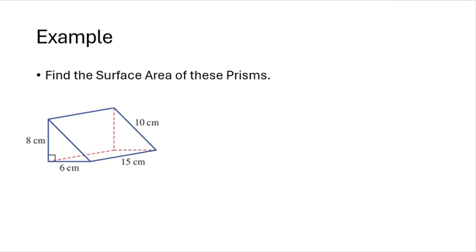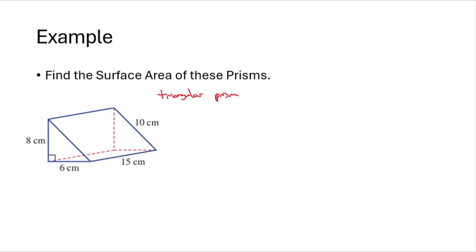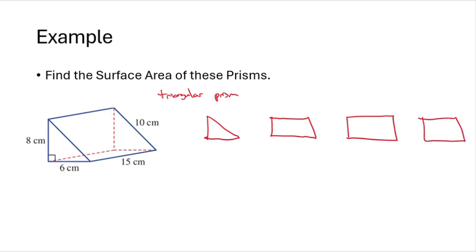So in my example here, find the surface area of these prisms. Now, this is not a cube or a rectangle. This is a triangular prism. Now, just remember the total surface area is when you add up all the areas in the faces, okay? So you need to find the area of the triangle. You need to find the area of the rectangle on the bottom. Okay, you need to find the other area of the rectangle on the side, and then you got another rectangle in the back.